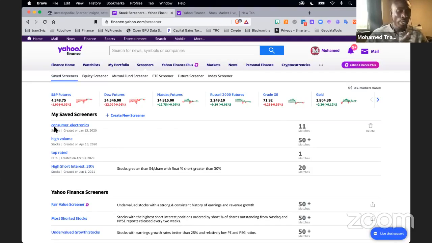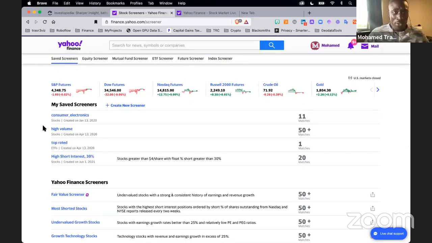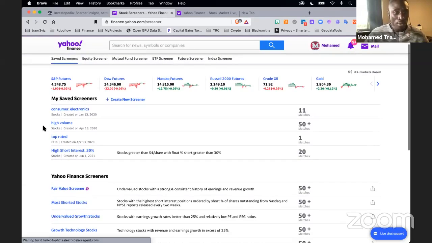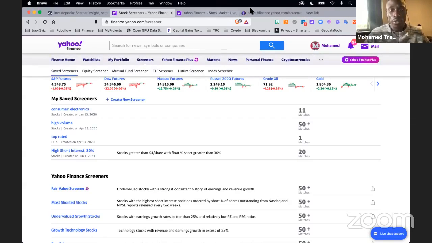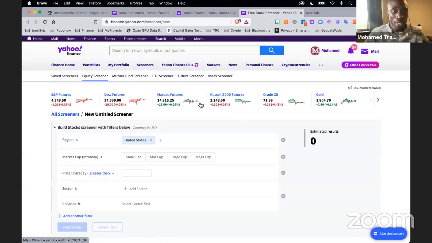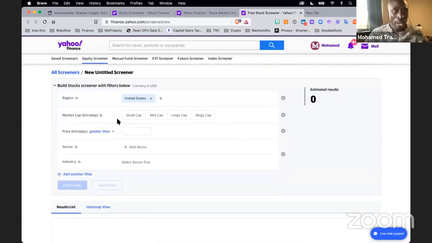All right, so let's look here. I have some stock screeners that I've already created for myself on Yahoo Finance. Here's a quick primer on how to do that. You can go to create new screener. You can pick whether you want to look at market cap intraday. I want to look at small cap, mid cap, large cap, mega cap. Mega cap is just those biggest stocks, right? And then large cap, mid cap, small cap.